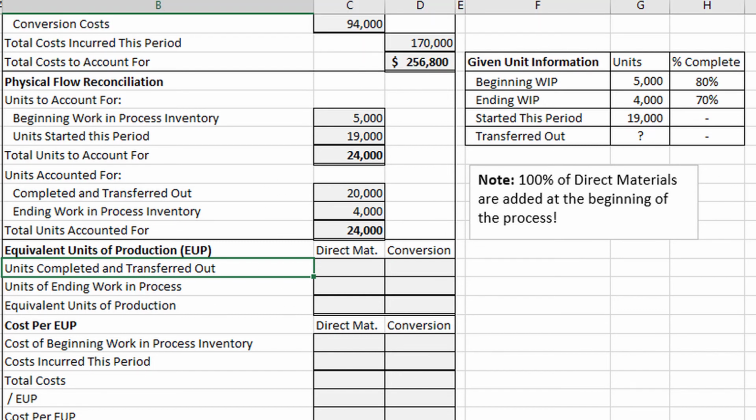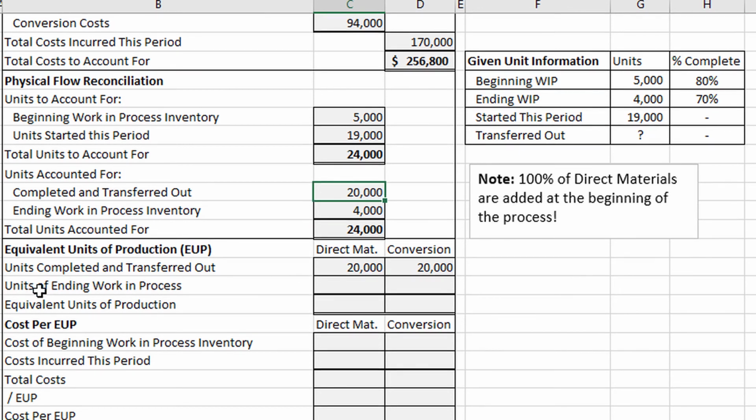So first we have the equivalent units completed and transferred out. And if we look up here, we see that there were 20,000 units completed and transferred out. So we need to know what percentage of these have been completed. Well, if they've been completed and transferred out, we have completed 100% of those units. They're all the way complete. So therefore, it's going to be the entire 20,000 for both direct materials and conversion costs. So we can type that in here. And that will always be the case for units completed and transferred out in the weighted average form. You'll just have to take this number here.